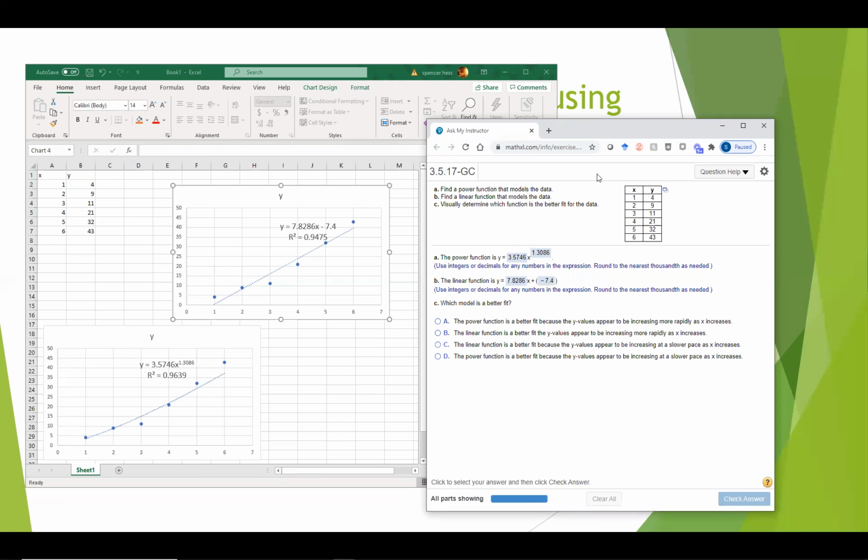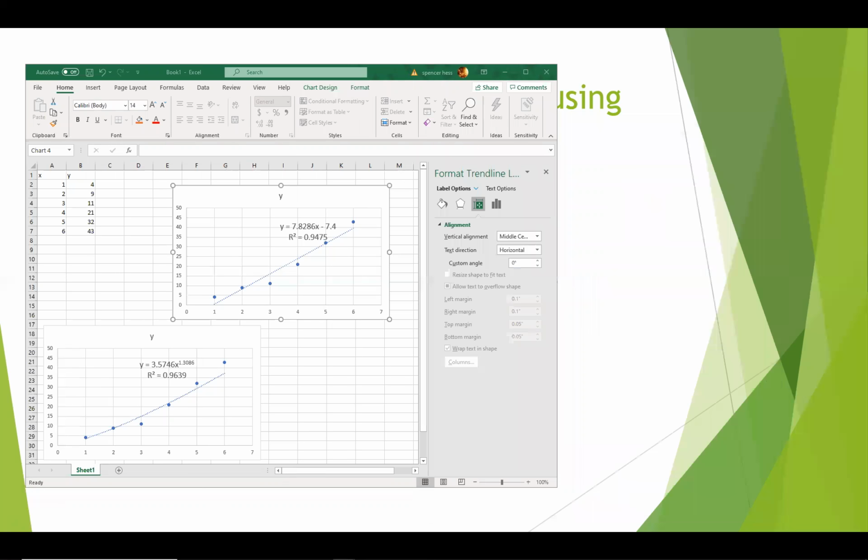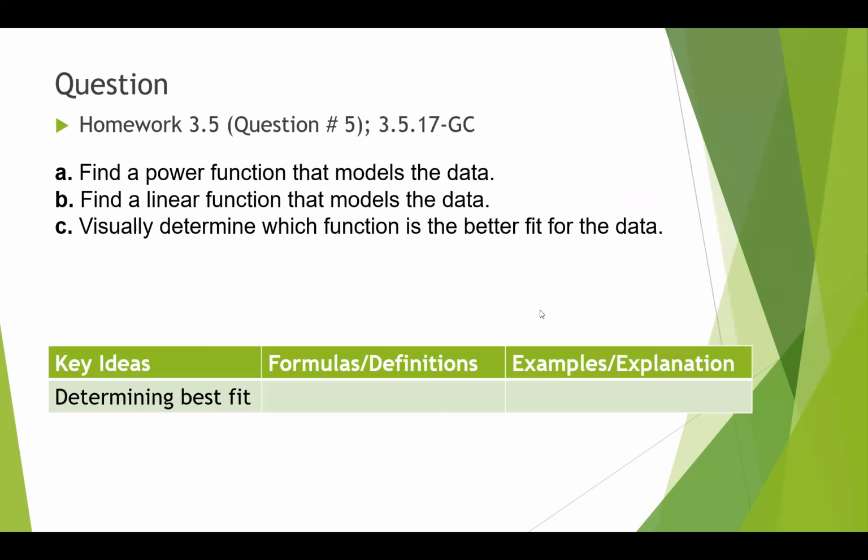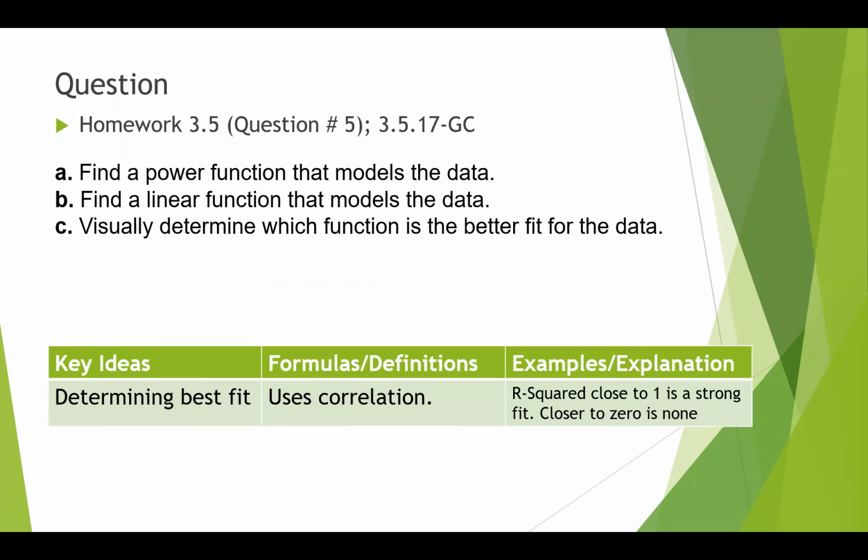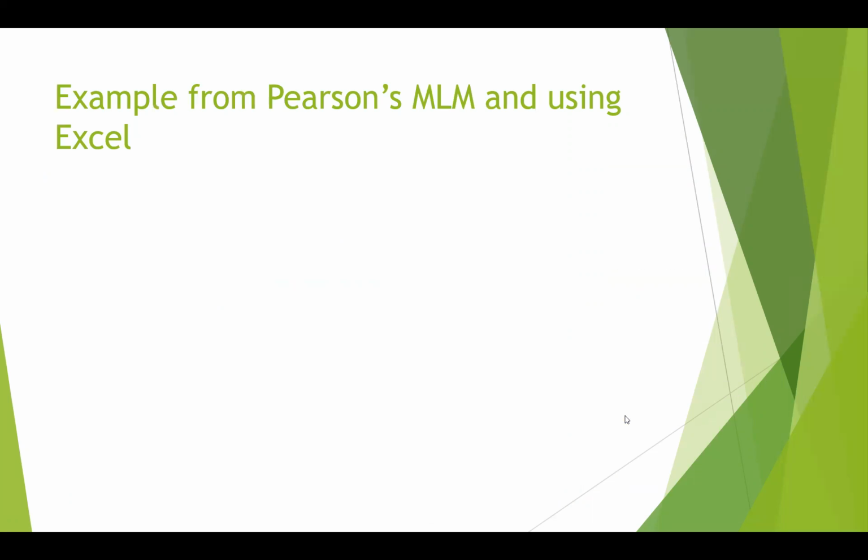The last piece is which one is a better fit. So when we think about the best fit, there's a few different things we can think about. We can use correlation. So for example, in our graphs, we had an r squared, and if r squared is close to 1, that's a strong fit. When it's closer to 0, there's no fit.